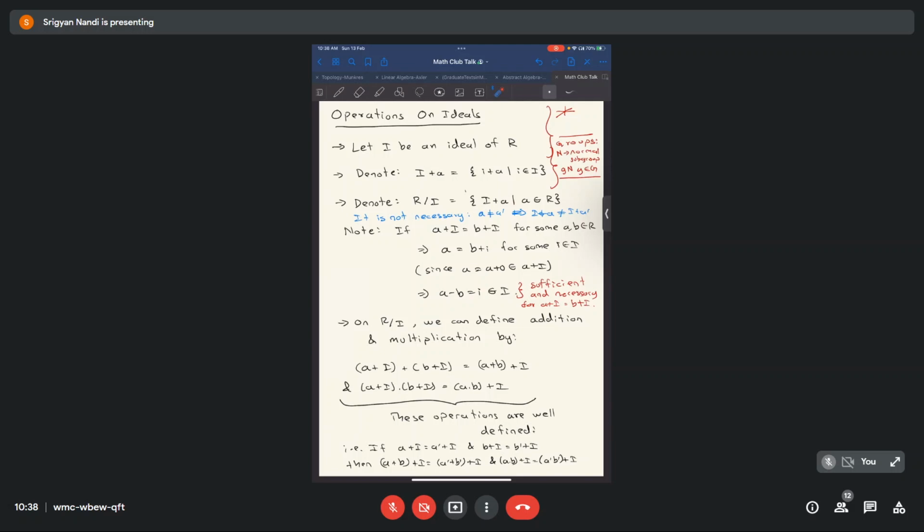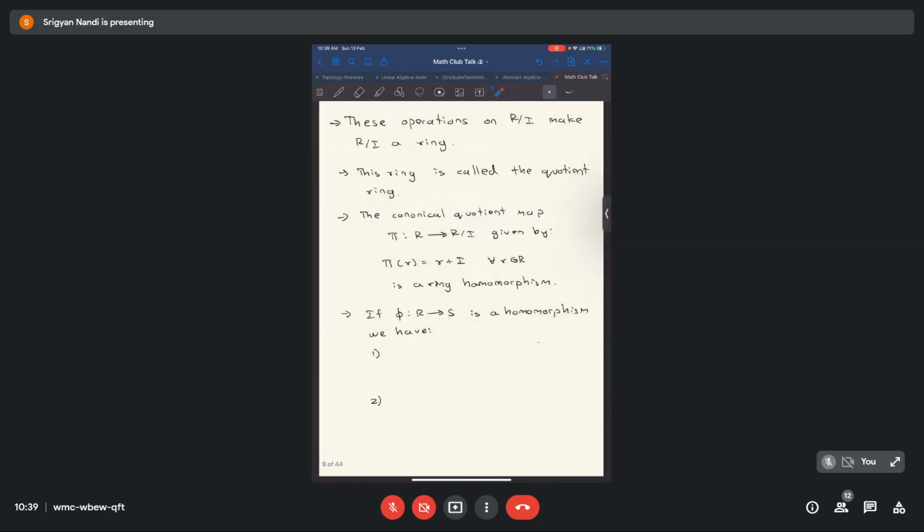If you need any other reason to convince yourself, if you've attended the group theory talks, the proofs go along the exact same lines as the ones used for normal subgroups, and even more so for affine spaces over a vector space. So there is sufficient reason to not carry on with the proof, and we can move on from here. And now it is fairly obvious that these operations on the quotient make the set R by I a ring.